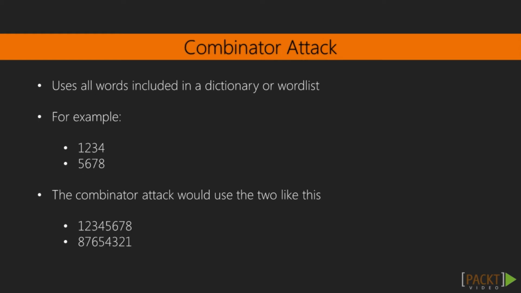The combinator attack uses all words included in a dictionary or word list, which we talked about in the previous slide. There are a load of words given in a single list form, and they are hashed to see if they are the same. Combinator uses this word list. So, for example, here we have 1, 2, 3, 4, and 5, 6, 7, 8, and then it puts them together. So we have 1, 2, 3, 4, 5, 6, 7, 8 as one, and we also have 8, 7, 6, 5, 4, 3, 2, 1 as one.